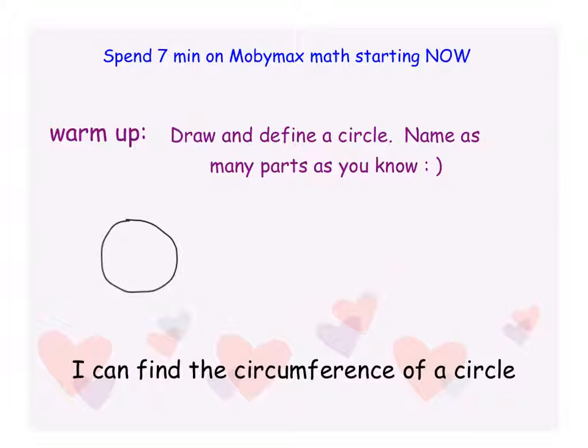Alright, so here is my attempt at a circle. So what do we know about a circle? I am hoping that you know that it has a center and that every point on the outside is the same distance from the center. And if you have a segment that has endpoints at the center and on the edge, that's called the radius. So we're going to be talking about the radius.